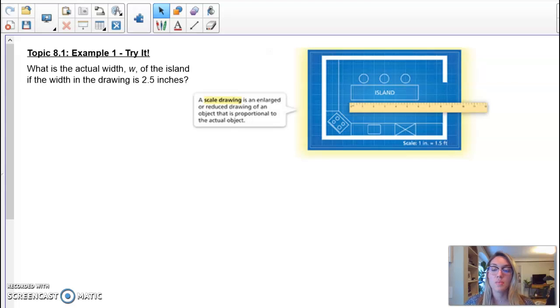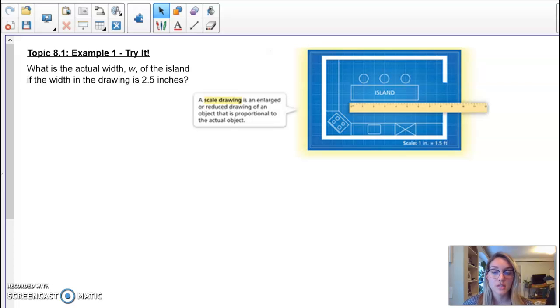All right, this is topic 8, lesson 1, example 1 of the try it problem. What is the actual width, W, of the island if the width in the drawing is 2.5 inches? And we're looking at a scale drawing. So in this drawing, 1 inch equals 1.5 feet in real life.